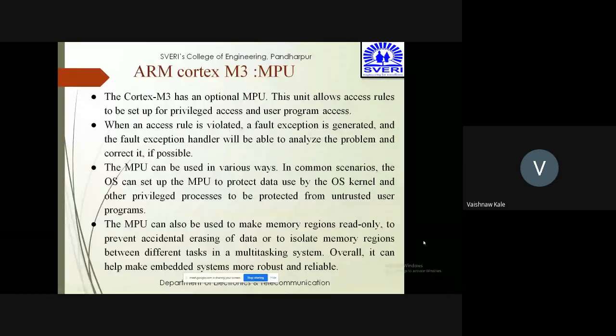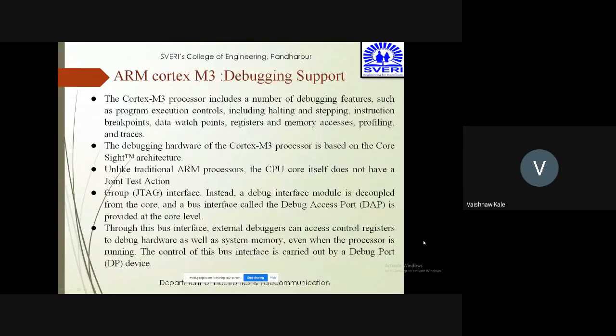The MPU can be used in various ways. In a common scenario, the OS can set up the MPU to protect the data used by the OS kernel and other privileged processes. The MPU can also be used to make memory regions read-only to prevent accidental erasing of data, or to isolate the memory regions between different tasks. Overall, it can help the embedded system become more robust and reliable.